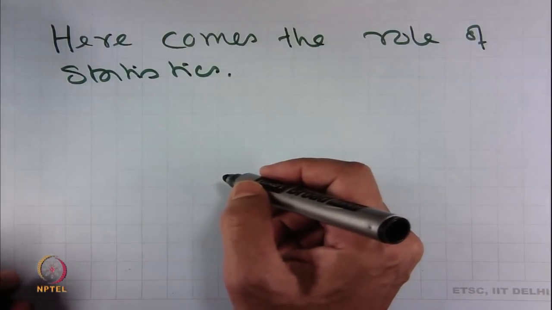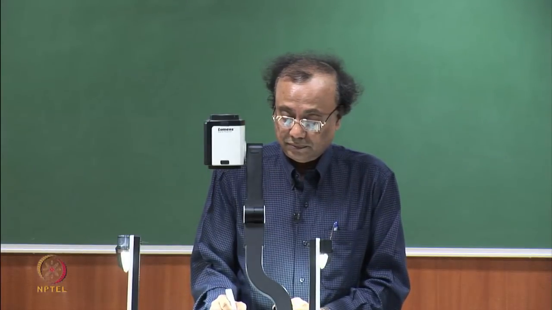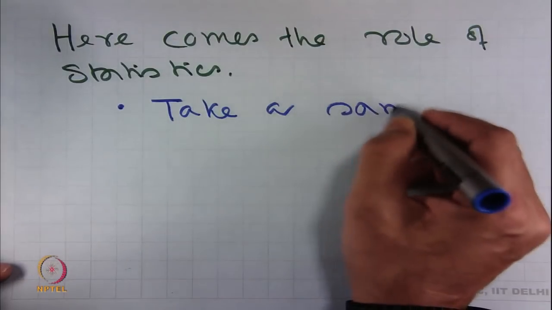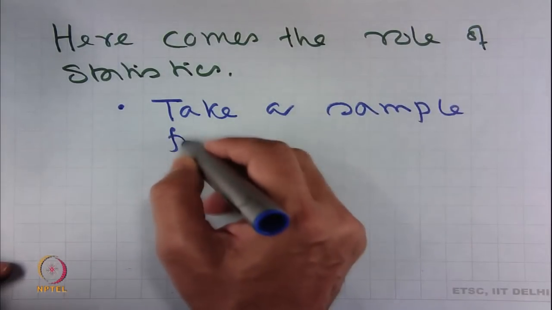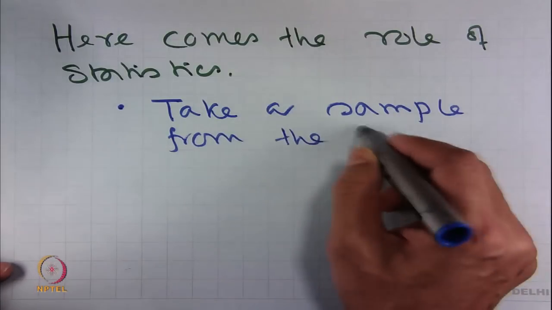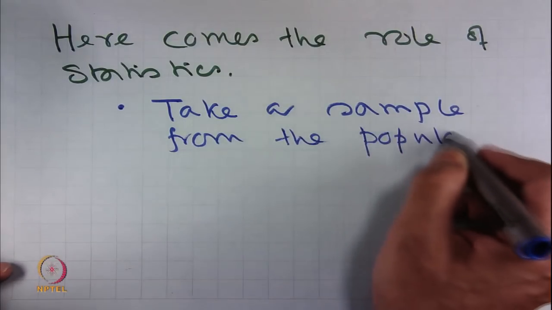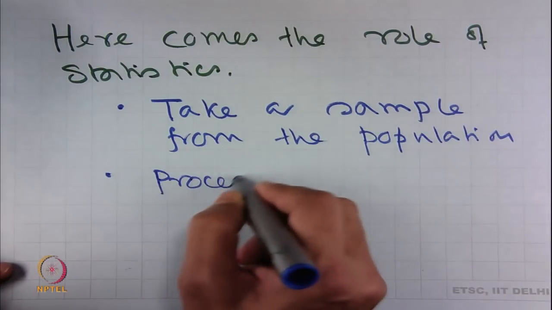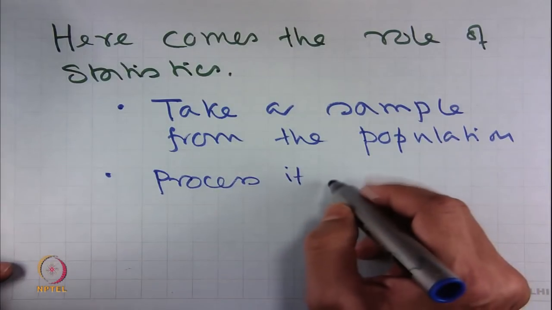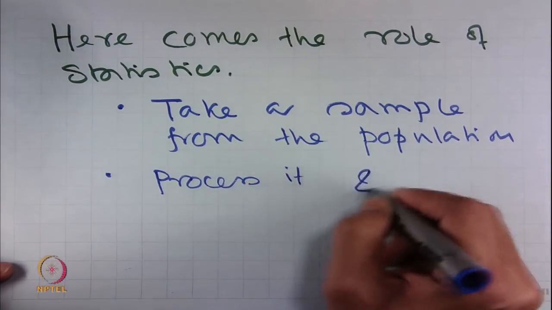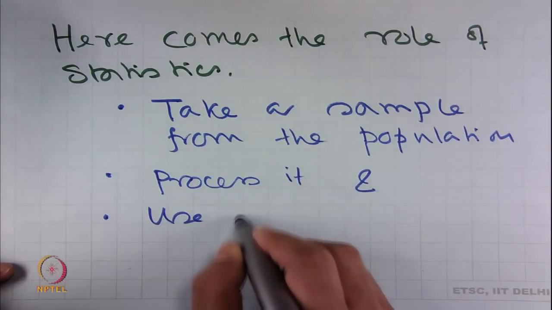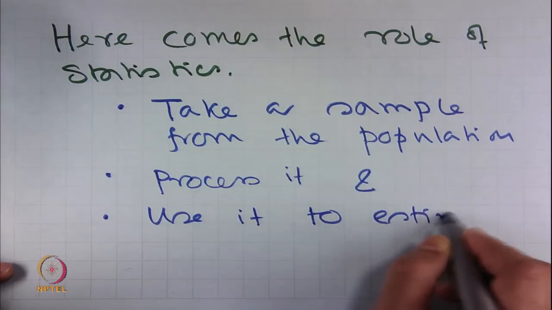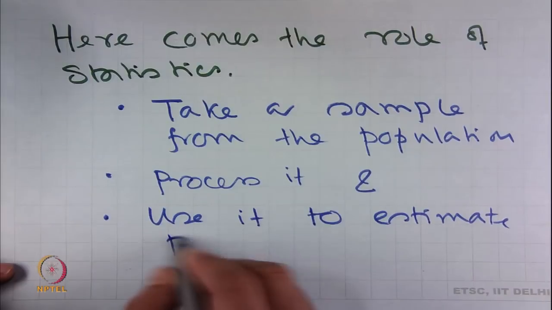So, what statistics will do: take a sample from the population, process it, and use it to estimate population parameters.